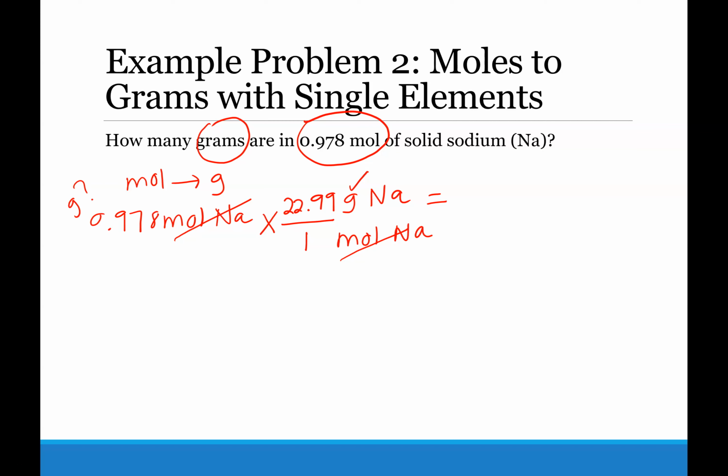And so in your calculator, 0.978 times 22.99 equals 22.48 grams of sodium. Let me know if you have any questions with example problem 2.